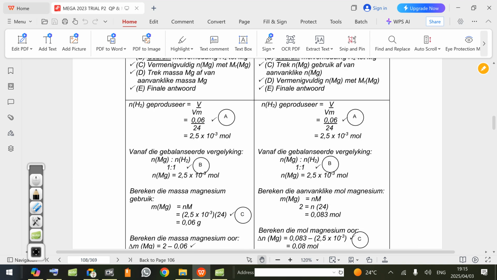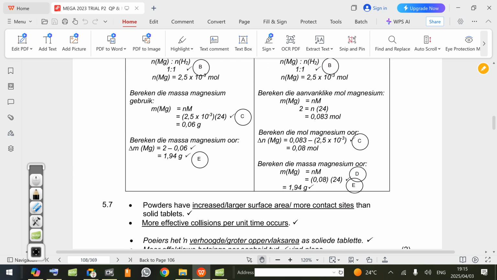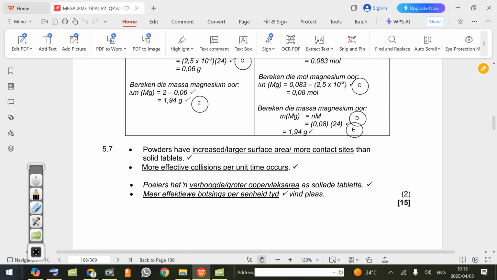Do we have any other answer at the end? Oh, too many options. All right, look at the last answer. Powders have an increased, larger surface area than a solid tablet, so more effective collisions per unit time.